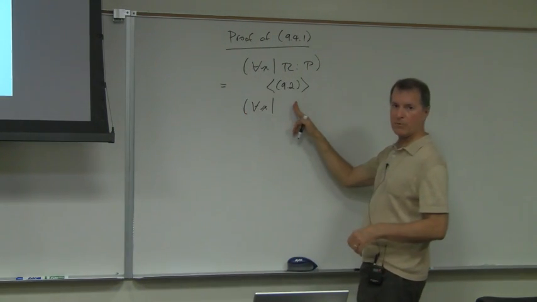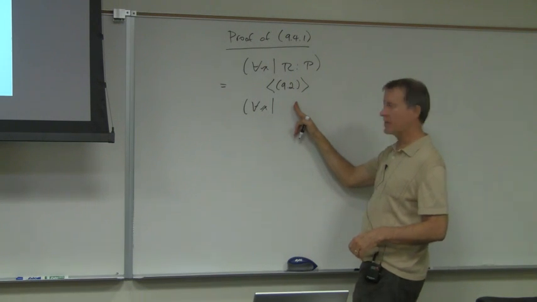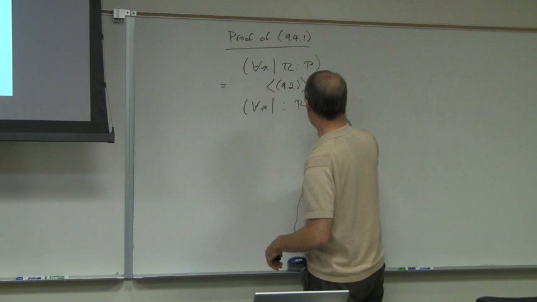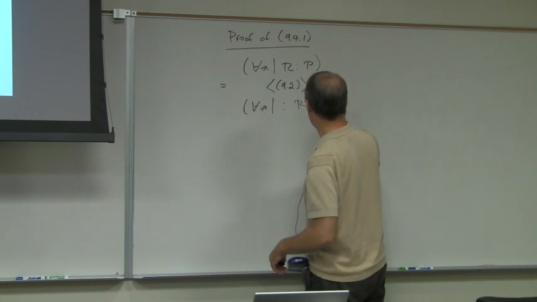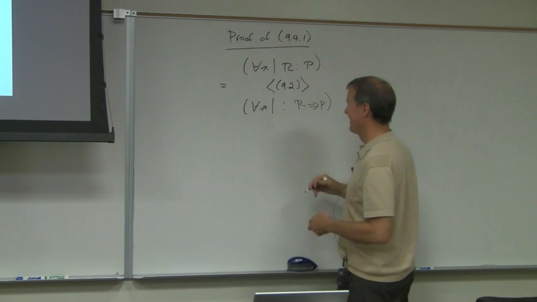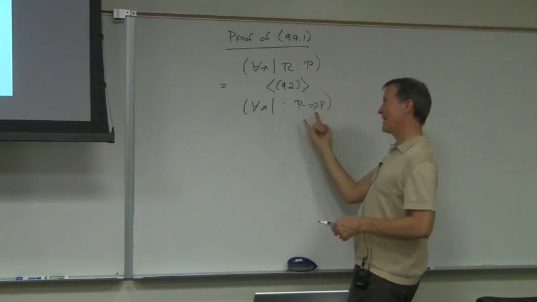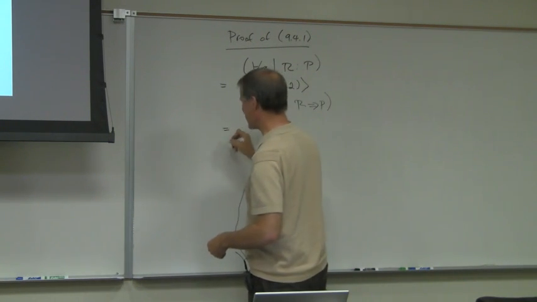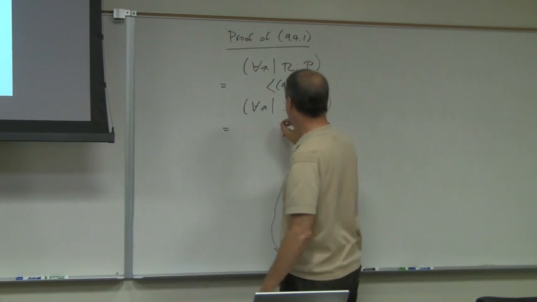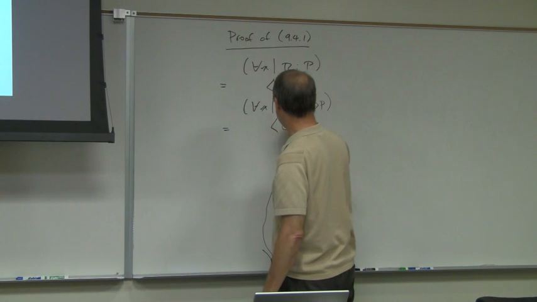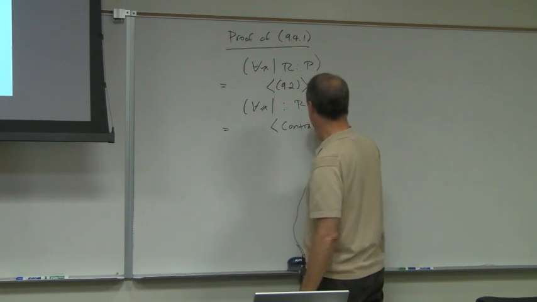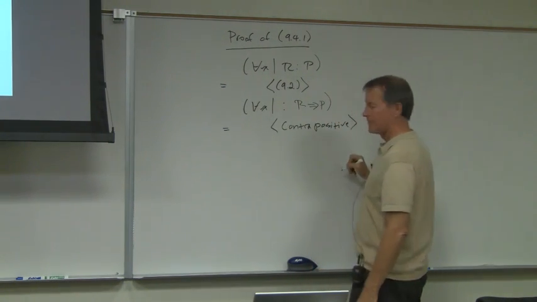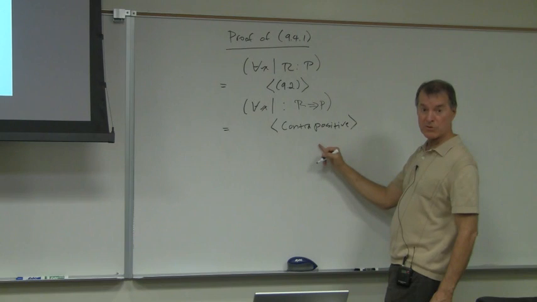by 9.2, it would be for all x range what? True. Range true, body R implies P, right? But R implies P, how do we flip these? Contrapositive, right? Oh, this is much nicer. I'm going to have to change my notes for next year. Okay, so this equals by contrapositive. I don't want to look up the number for contrapositive, so we'll just put the name.